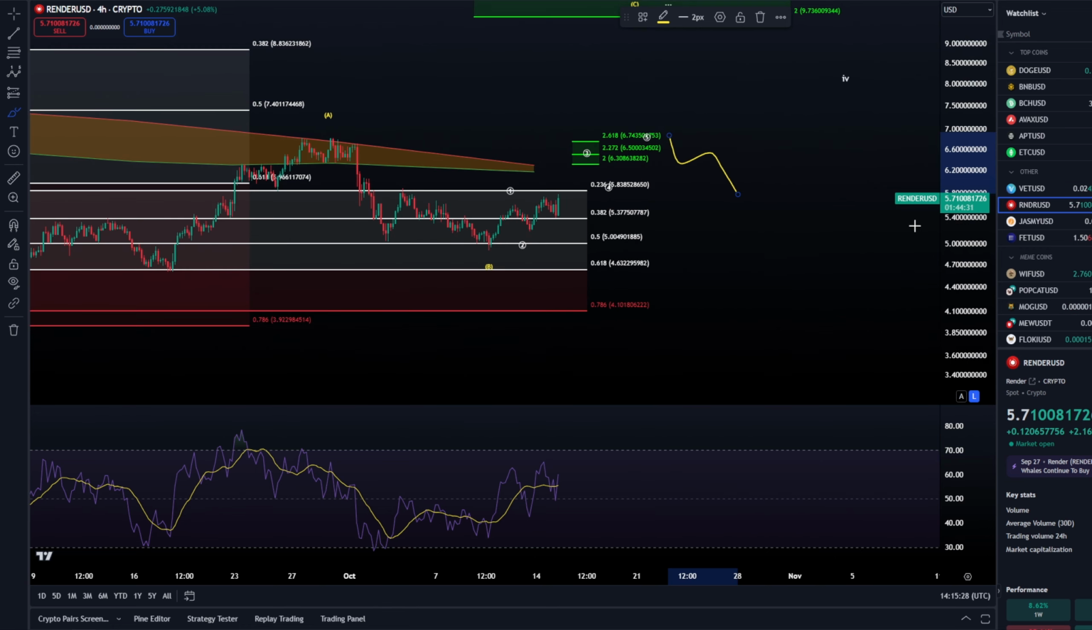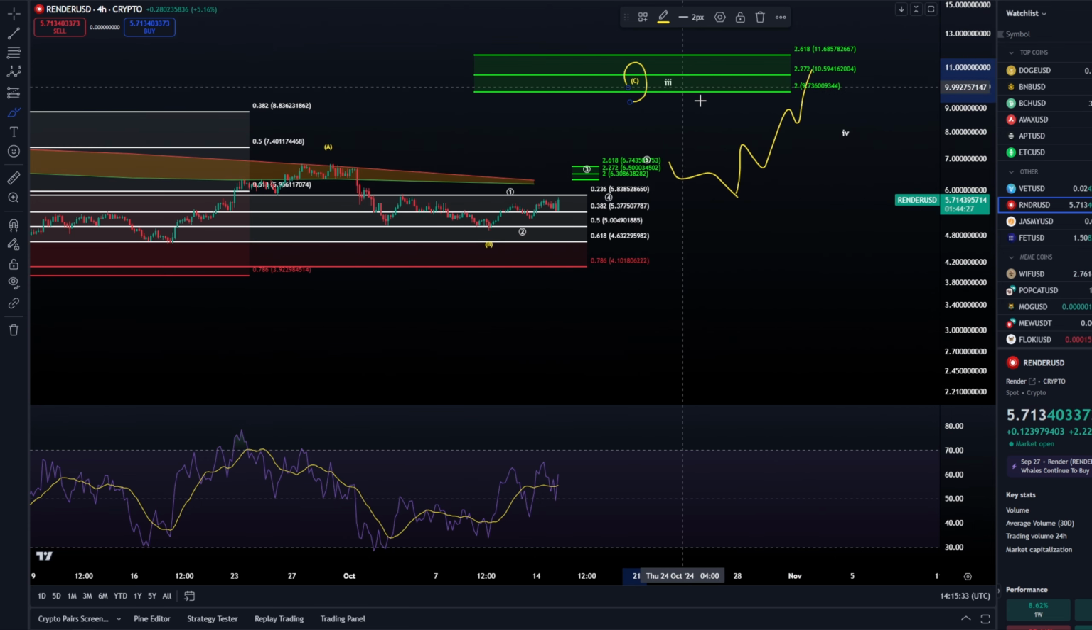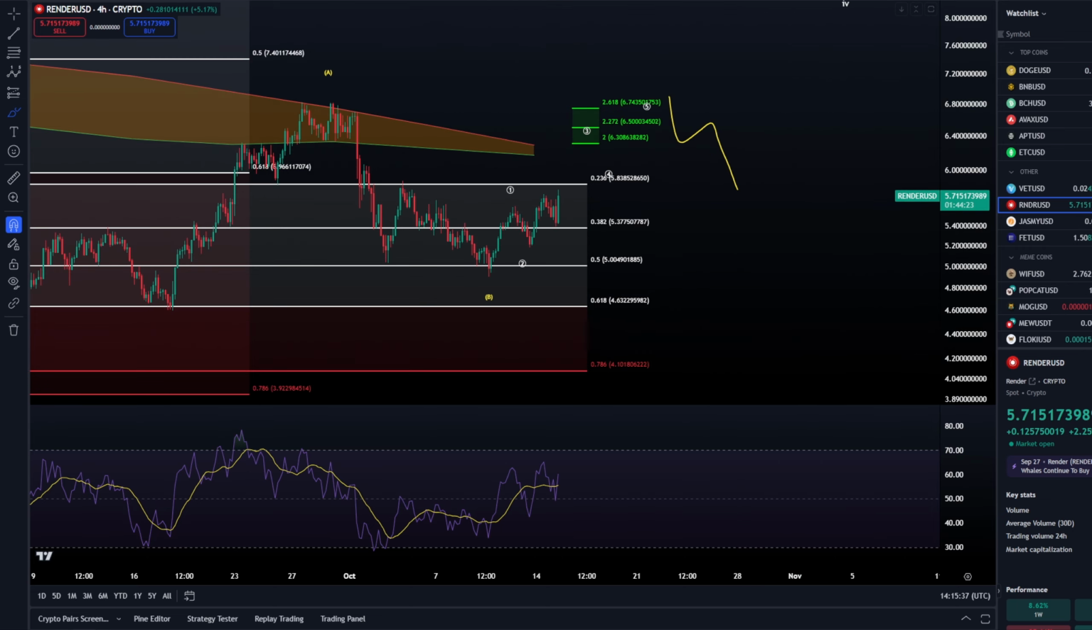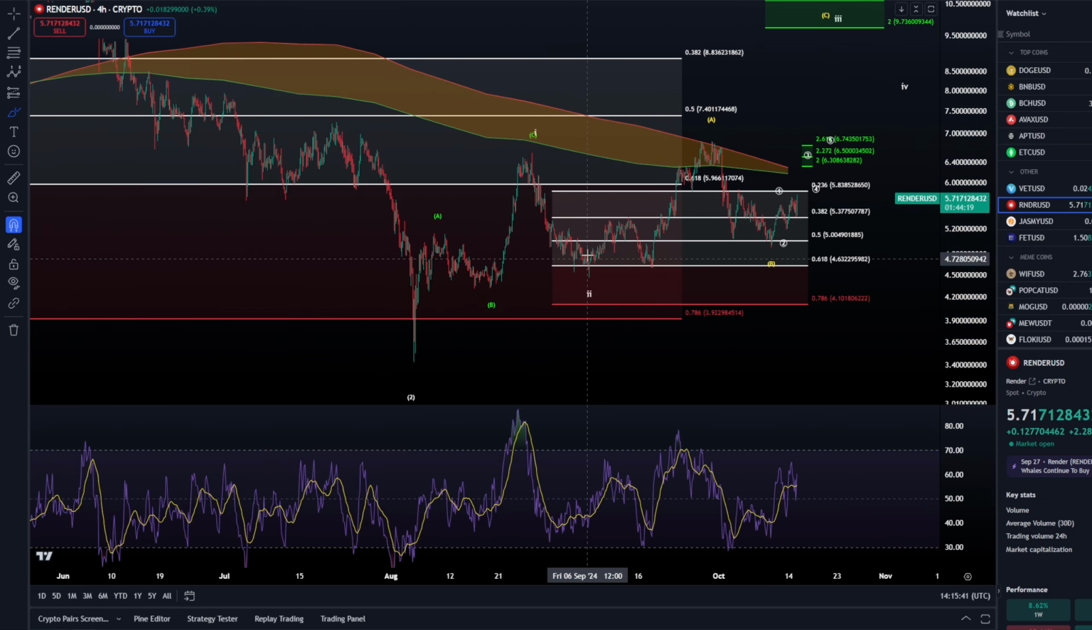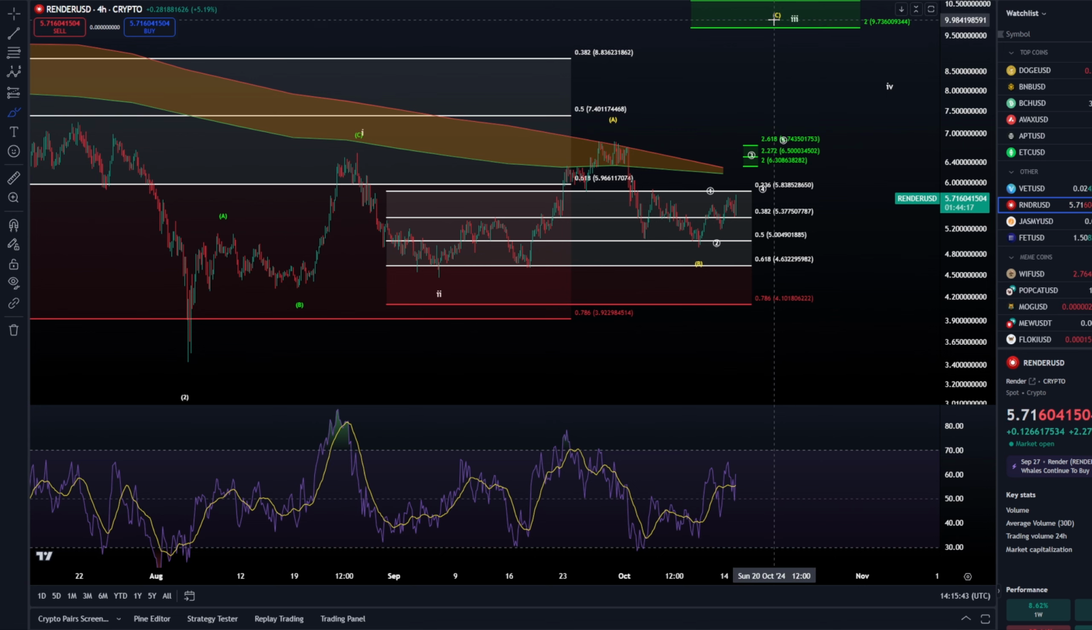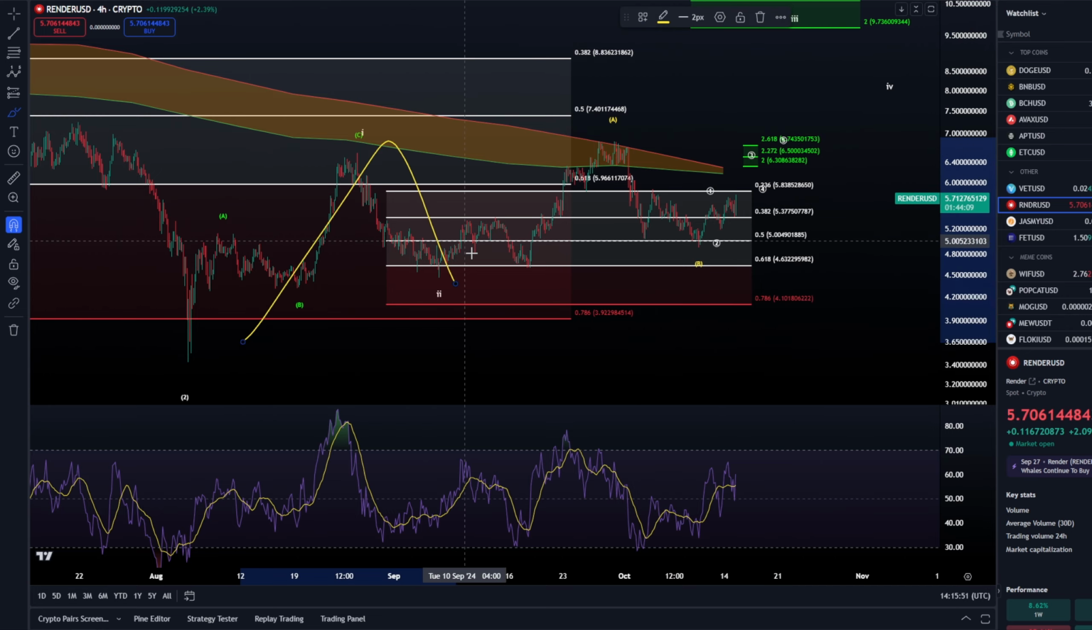And after the second wave move down, we're gonna get a third wave move up, which should get us to about $9.73, which is a 200% extension of this 1-2 setup right here. And once we get there, that will form the C wave of this AB structure. And the C wave will form the third wave of this 1-2 setup.